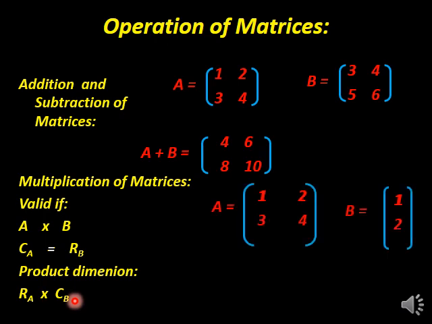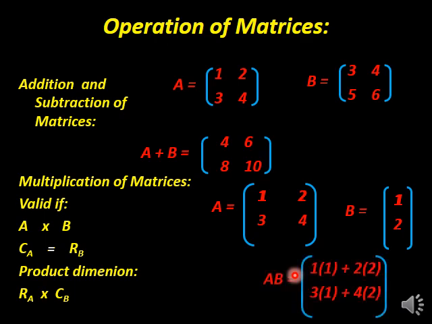Assuming these are our matrices, in order to multiply these two matrices, A times B, we need to determine whether the number of columns on the left is equal to the number of rows on the right. Now, this is 1, 2 columns. This is 1, 2 rows, meaning the operation of A times B is valid. And the dimension of the product matrix is equal to the number of rows. This is 2 rows, and this is 1 column. So the resulting product must have 2x1 dimension. And this is how we do it.